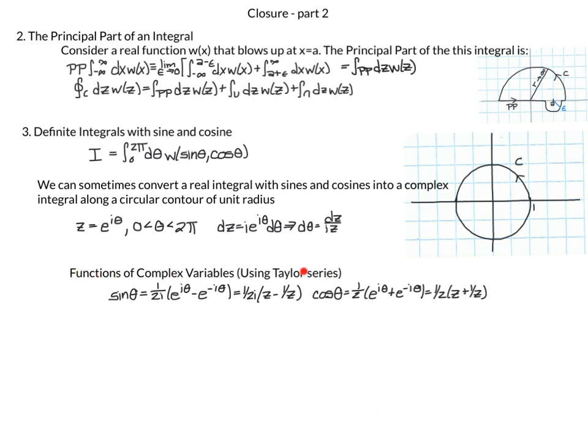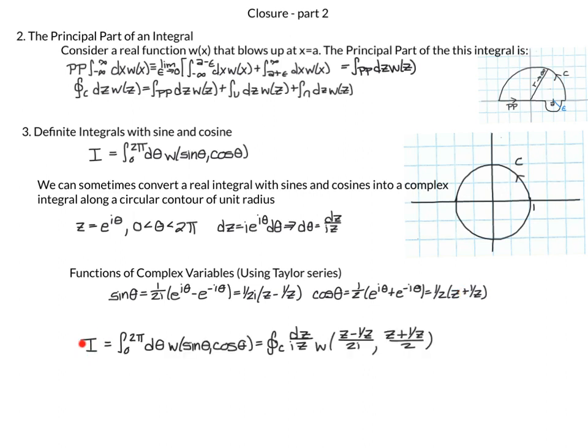So we did this previously in a video talking about functions of complex variables. We used a Taylor series to derive this formula. Sine of theta is equal to 1 over 2i times e to the i theta minus e to the minus i theta. So this is the formula we derived in a previous video. We're going to use it now. And also, since z is equal to e to the i theta, I can also write this in the form of 1 over 2i times z minus 1 over z. For cosine, I have cosine theta is equal to 1/2 times e to the i theta plus e to the minus i theta, which is equal to 1/2 times z plus 1 over z.